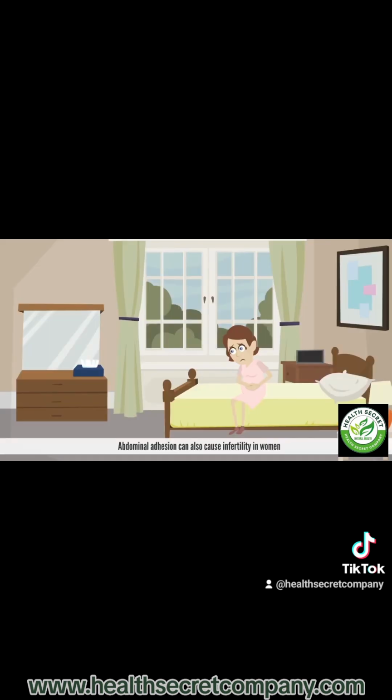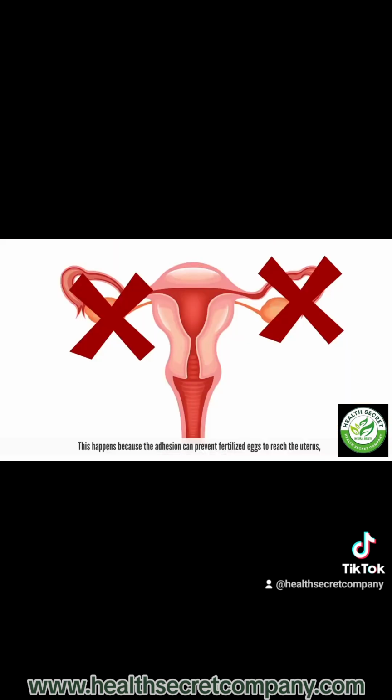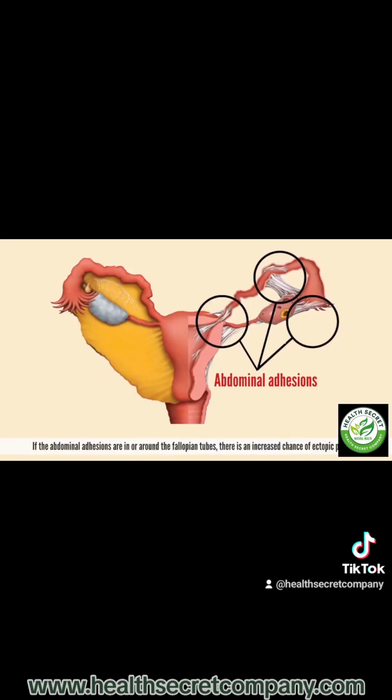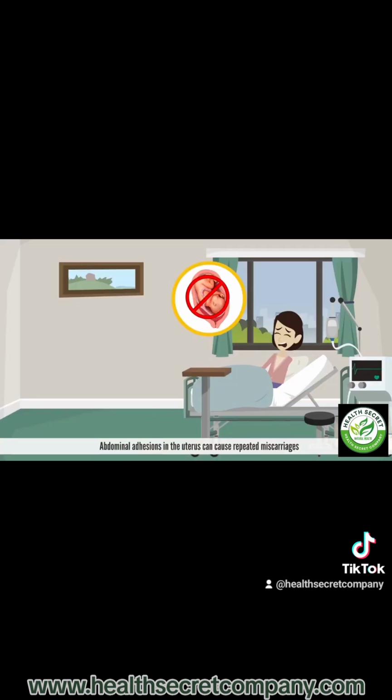Abdominal adhesion can also cause infertility in women. This happens because the adhesion can prevent fertilized eggs from reaching the uterus, where fetal development occurs. If the abdominal adhesions are in or around the fallopian tubes, there is an increased chance of ectopic pregnancy. Abdominal adhesions in the uterus can cause repeated miscarriages.